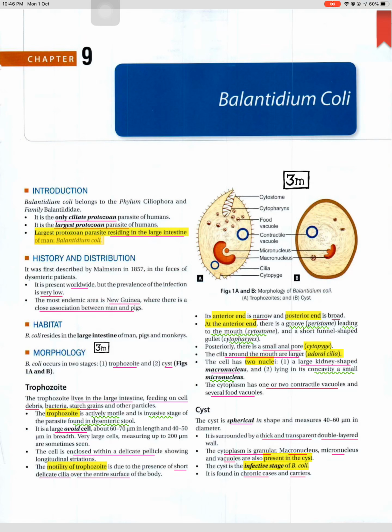Morphology. B. coli occurs in two stages: 1. Trophozoite and 2. Cyst. Figures A and B. Trophozoite. The trophozoite lives in the large intestine, feeding on cell debris, bacteria, starch grains and other particles. The trophozoite is actively motile and is the invasive stage of the parasite, found in dysenteric stool.